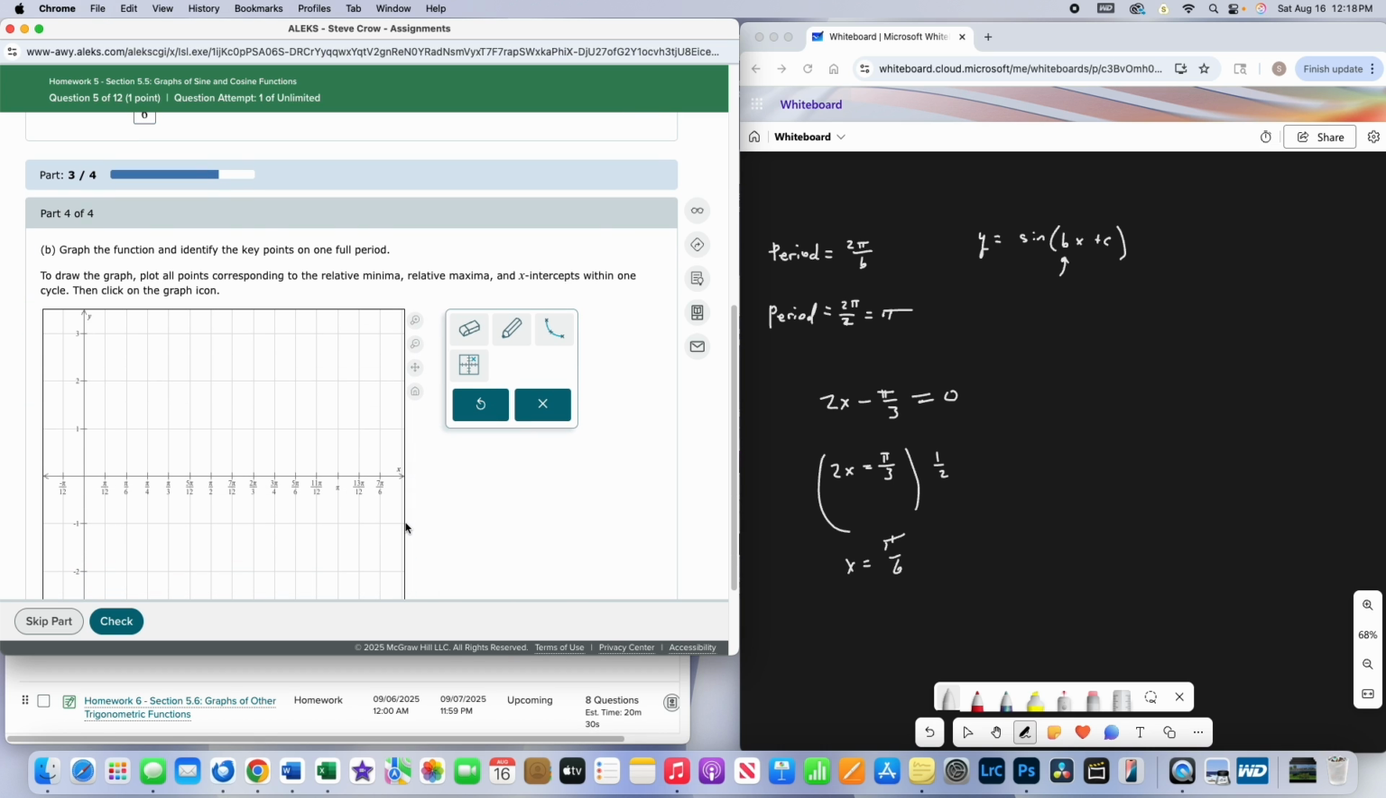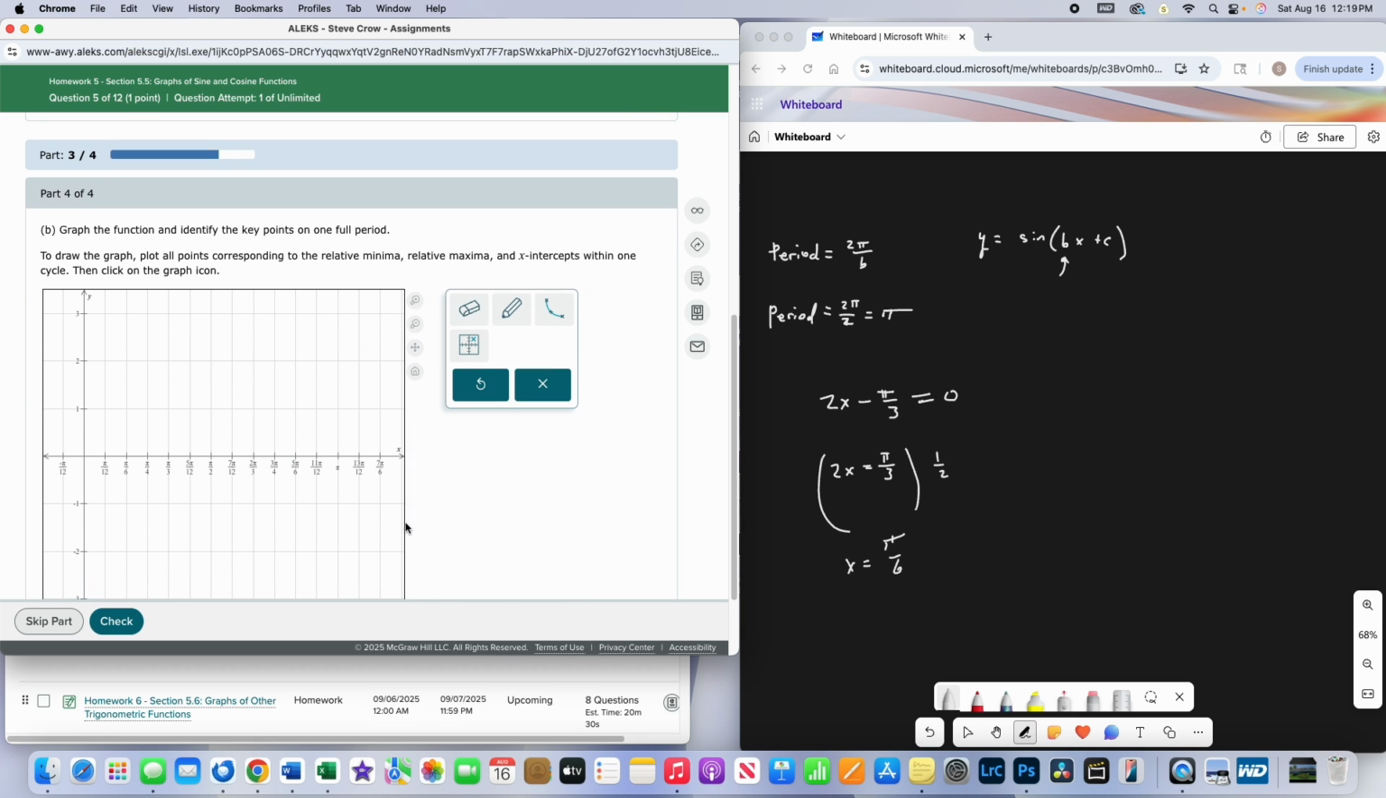And then it says graph the function and identify the key points on one full period. To draw the graph, plot all points corresponding to the relative minima, relative maxima, and x-intercepts within one cycle, then click on the graph icon.